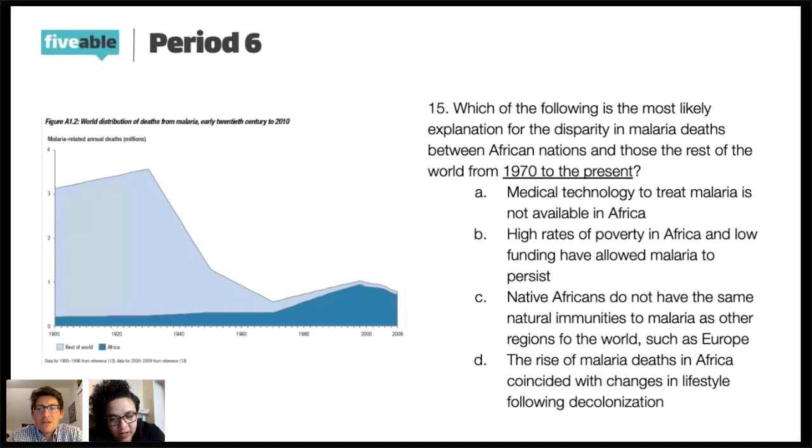So the first answer, option A, medical technology to treat malaria is not available in Africa. That's simply not a true statement. Medical technology is found in Africa. There are efforts like getting mosquito nets out there to prevent malaria, although perhaps maybe not at the high level that needs to be. So we throw A out. Africa is not that isolated from the rest of the world, folks. B, high rates of poverty in Africa and low funding have allowed malaria to persist. And that is our correct answer.